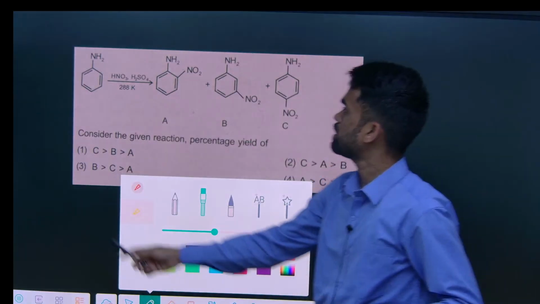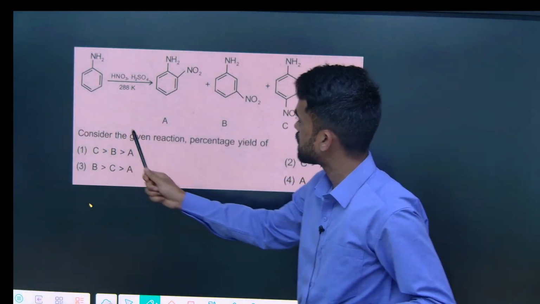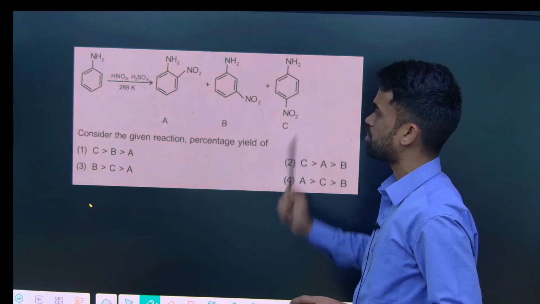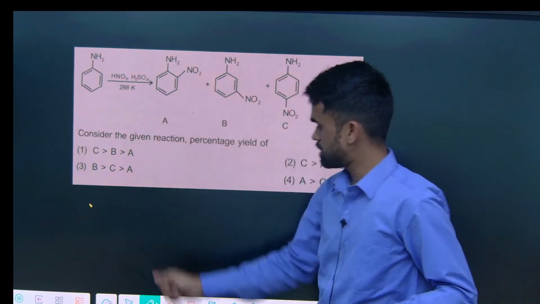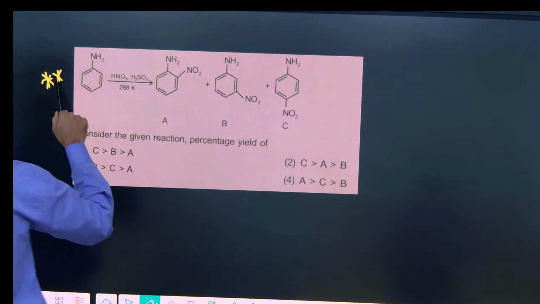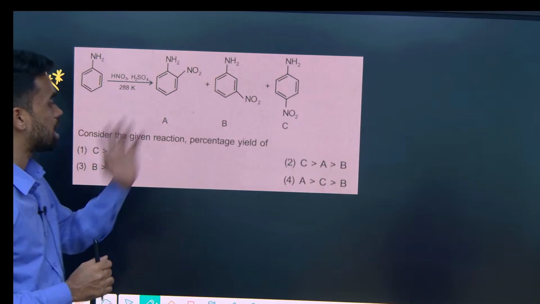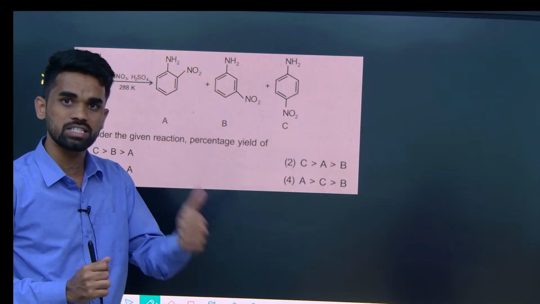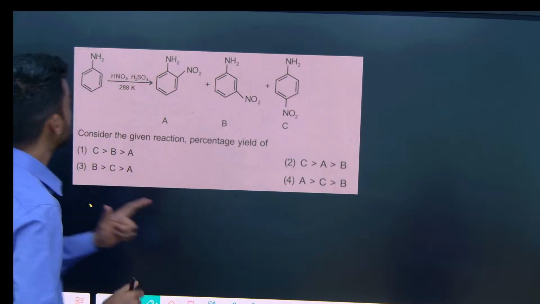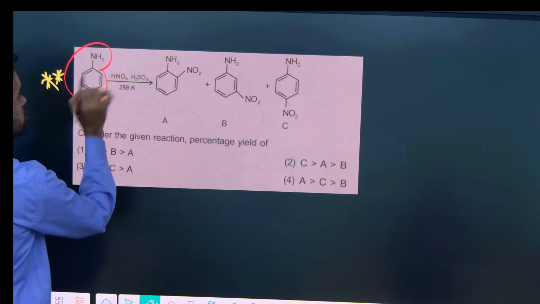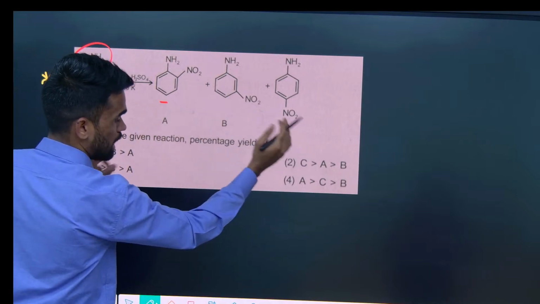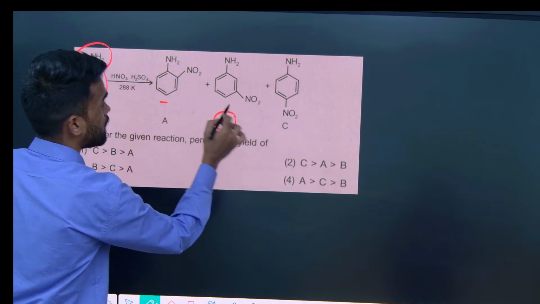Yeah, so look at this, the question says consider a given reaction and the percentage yield of the products formed here. See, this is a multiple times asked question. Whatever questions I have collected for today's discussion, all of them are multiple times asked either in JEE, NEET or EAPCET exam, especially JEE and NEET. See, aniline upon nitration we are getting an ortho product as well as a para product. Along with this we are going to get a meta product.